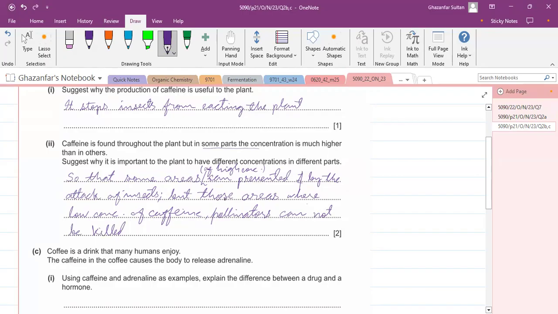Or you may write your answer by rephrasing this: that some of the areas remain with low concentration for avoiding killing the pollinators. Pollinators means insects, so that they cannot be killed. While the other areas are protected so that the plant can grow well and cannot be destroyed by the overeating of the pollinators. Now, next question.